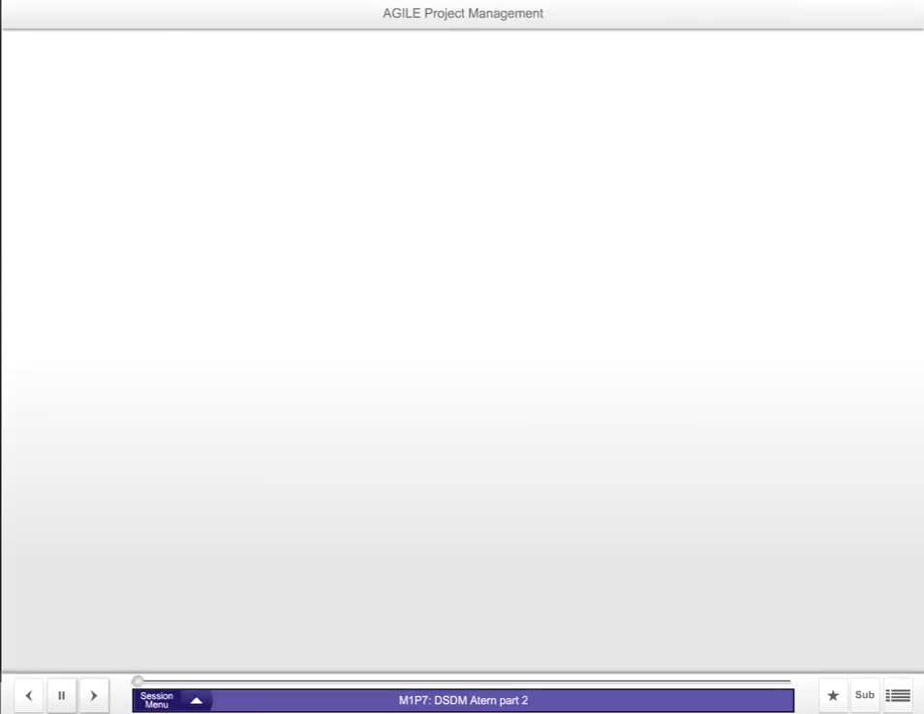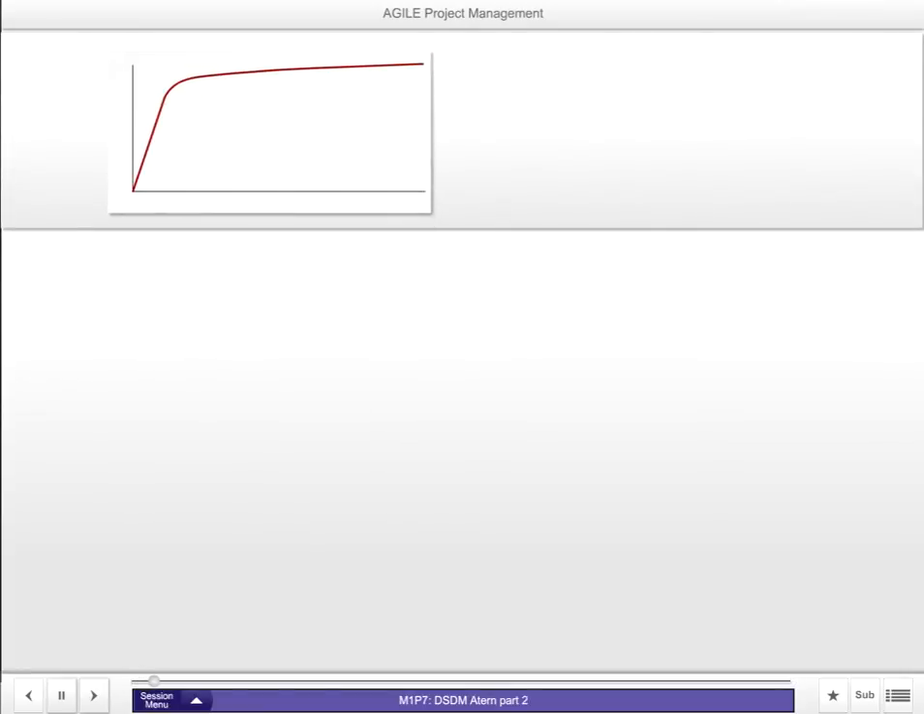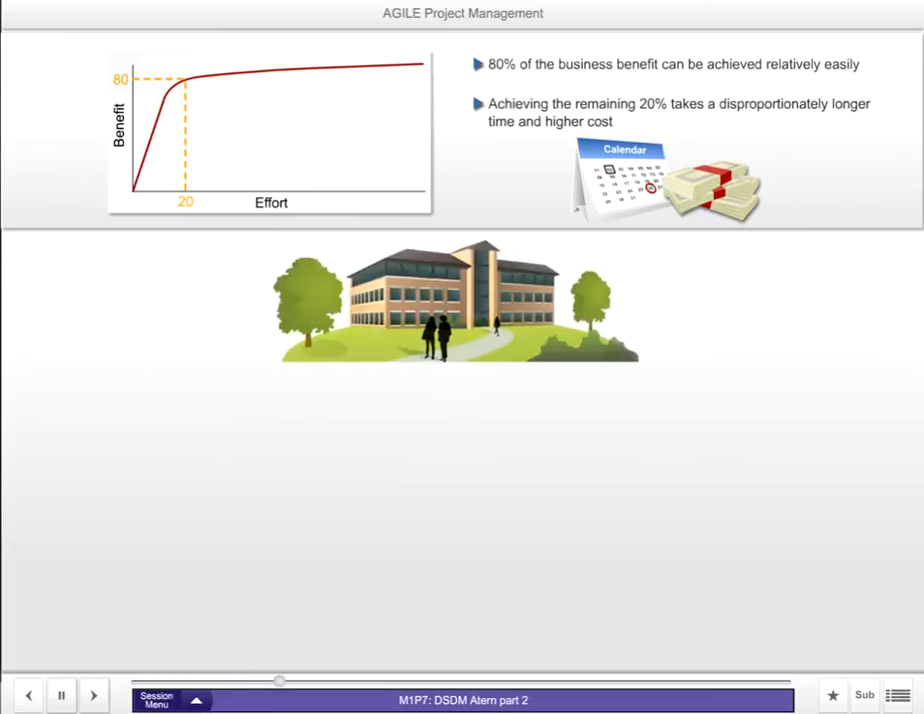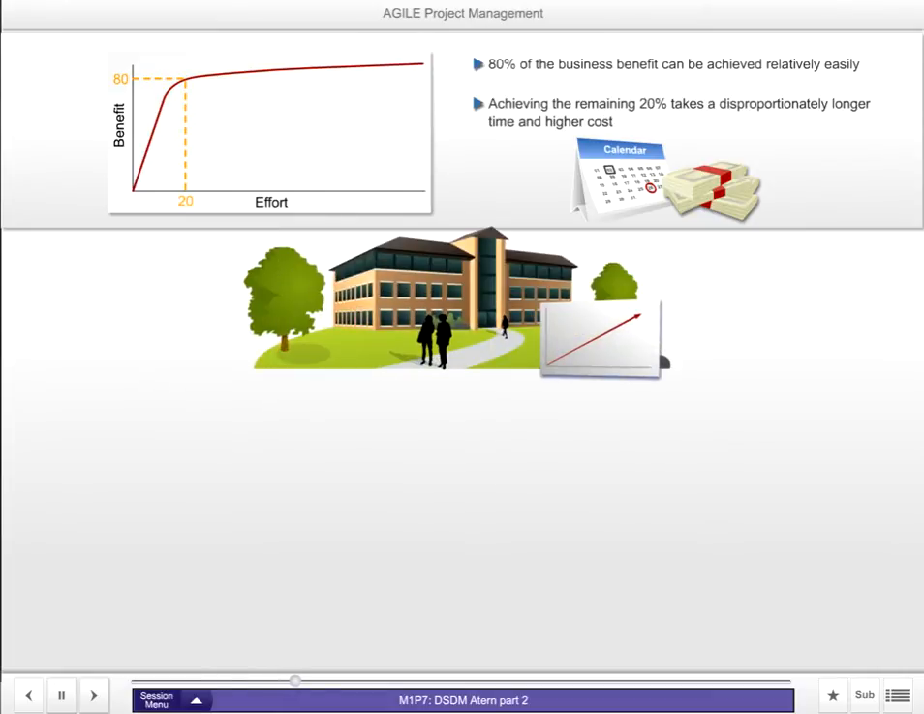The philosophy behind Tern is based on the pragmatic reality that, in most cases, 80% of the business benefit of any project can be achieved relatively easily and quickly. Achieving the remaining 20% will usually take a disproportionately longer time and higher cost. So the focus of Tern is to ensure the early delivery of the most significant business benefits. If delivering a 100% solution would involve extending the timescale of the project, then the less important features will be dropped so that the business can get the truly important benefits without delay.